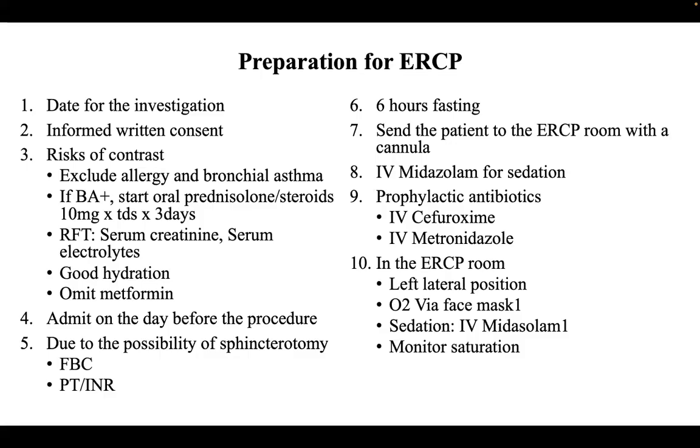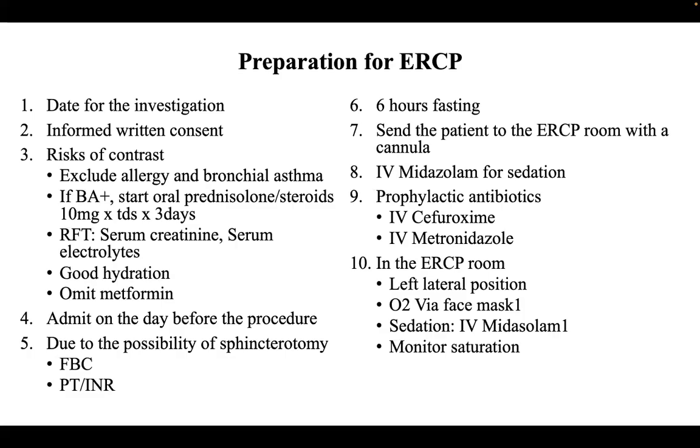And due to the possibility of a sphincterotomy, you need to check the full blood count and TT-INR. Patient should be 6 hours fasting prior to the procedure. And you send the patient to the ERCP room after giving a cannula, because remember, you can't expect them to do it. So these are little things that you can do in the ward. The ERCP is done under sedation, so you have to give IV midazolam.